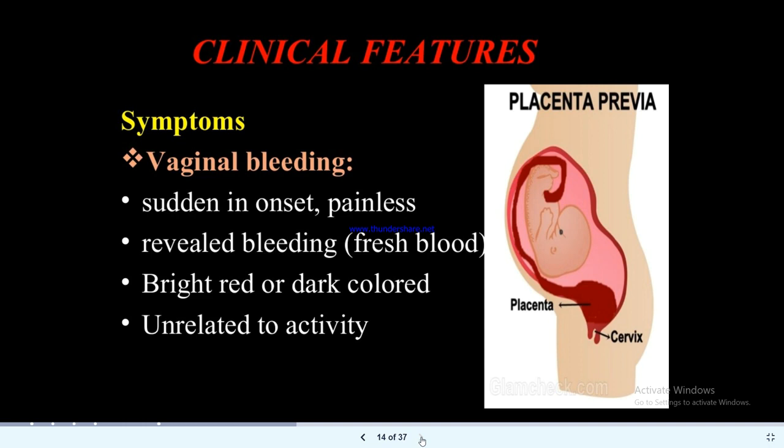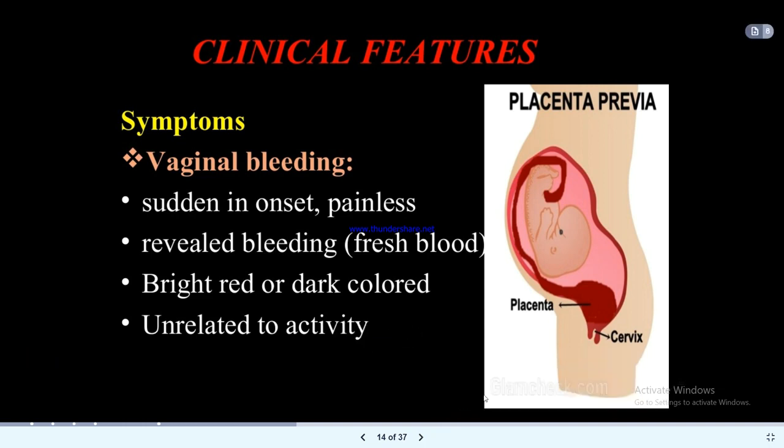Clinical features, symptoms: vaginal bleeding, sudden in onset, painless. It is the painless bleeding which is usually the common symptom in the case of placenta previa. Revealed bleeding, fresh blood, bright red or dark colored, unrelated to activity. The patient is lying down on the bed or she has just awoken and usually sees that there is bed wetting and she can feel the wetness of the sheet. But when you look, it is not water, it's not anything else, but only red colored blood. This is painless bleeding, which really alarms her and makes her seek the doctor immediately.